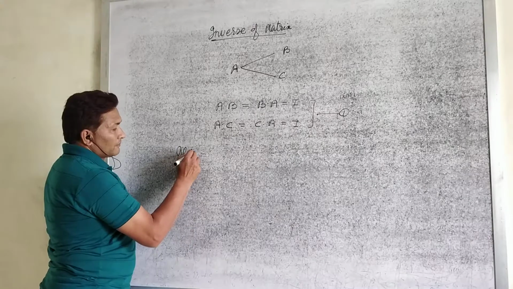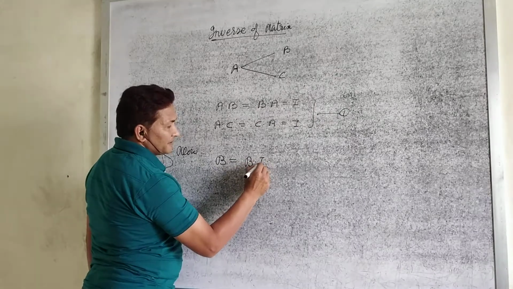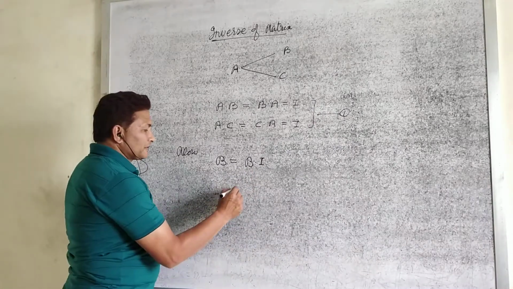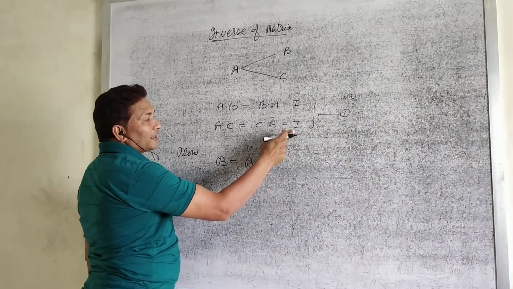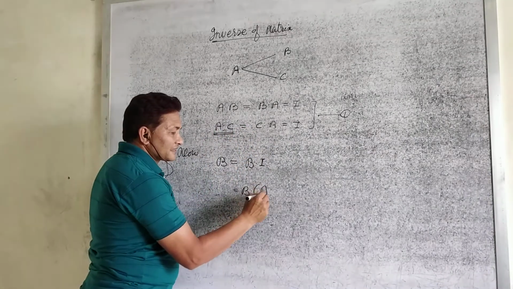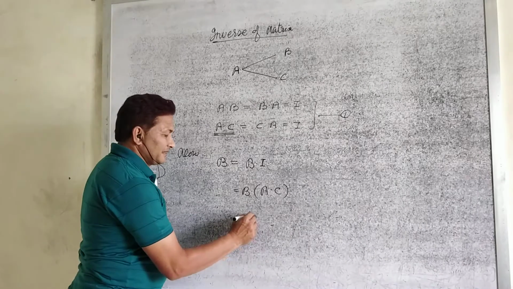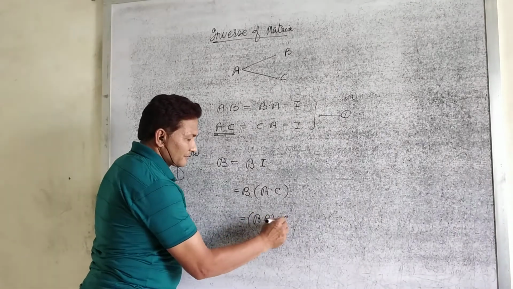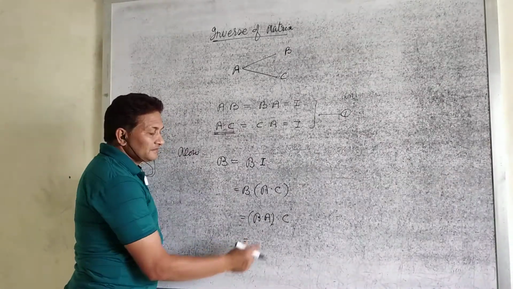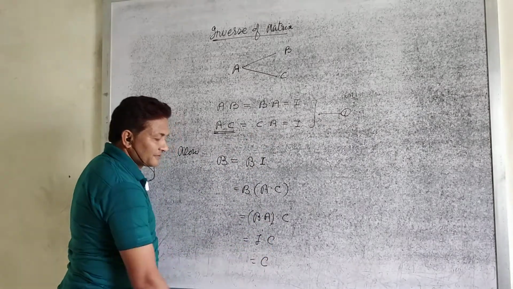Now we consider B. So B is also written as B into I, where I is the identity matrix of the same order as B. Now put the value of I. The value of I can take this value or this value. So I am taking this value, A into C. The value of I is A into C, which is equal to B into A into C. This is a property of matrices. Now which is equal to, but B into A is equal to I, so I into C, which is equal to C.